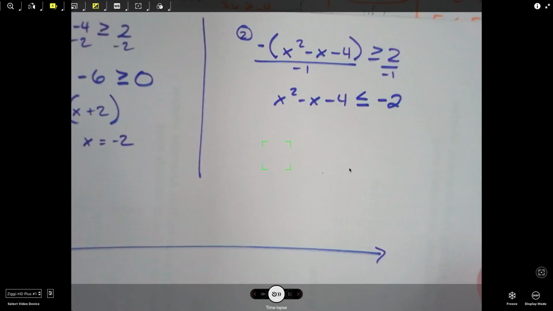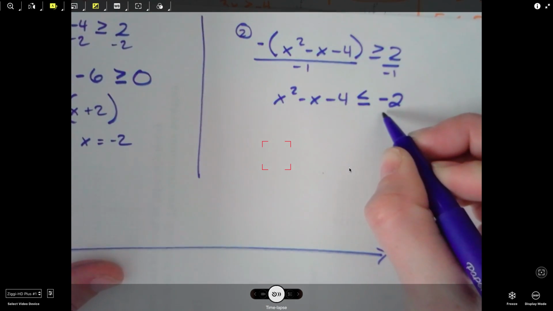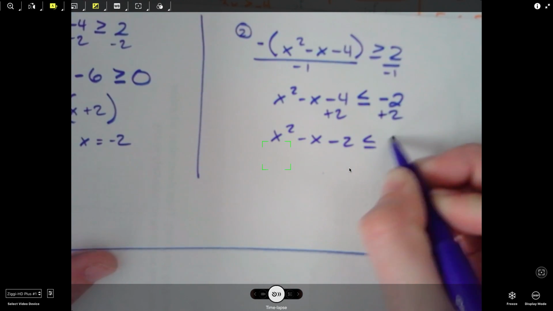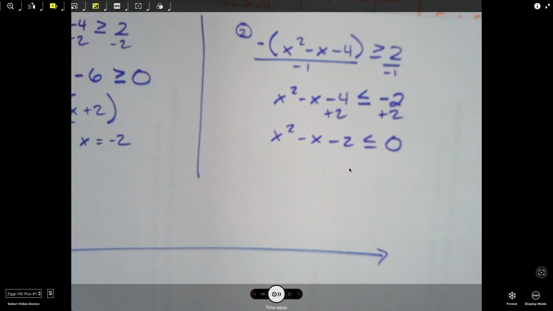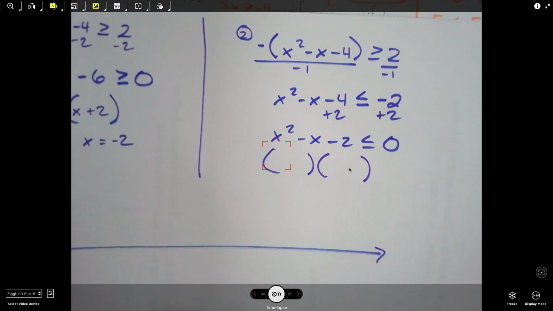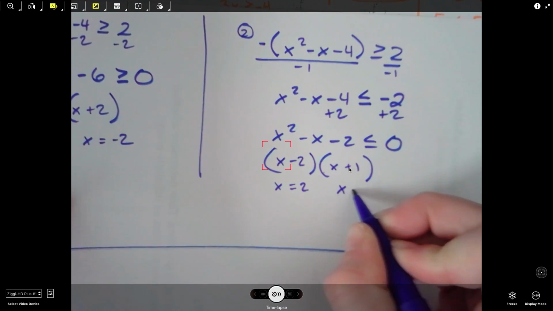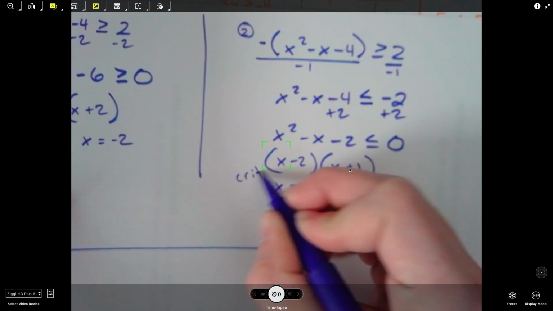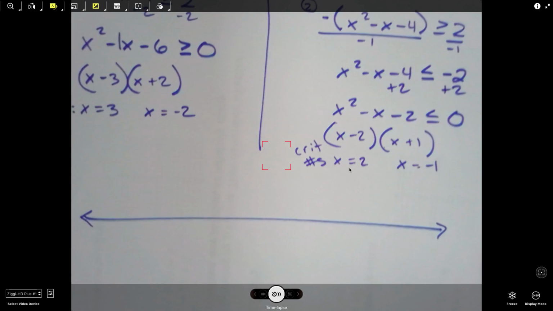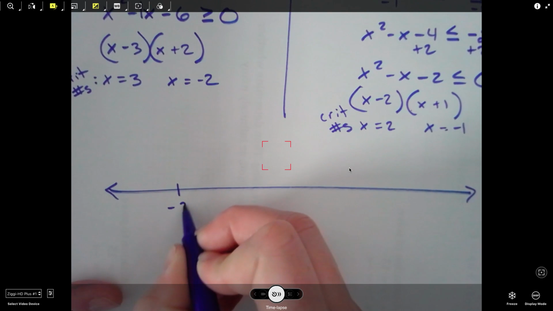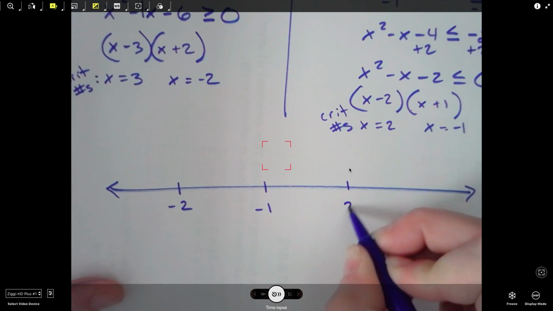Okay, let's do this other side. We're going to add 2. So x squared minus x minus 2 is less than or equal to 0. What can you do with that? Break it down again. Multiply to get negative 2, add to get negative 1. Negative 2 and 1. X minus 2, x plus 1. So here x equals 2 and x equals negative 1. So here are our other 2 critical numbers. Let's put all 4 of those on a number line. The first one on the left side is negative 2. Then we've got negative 1, then 2, then 3.